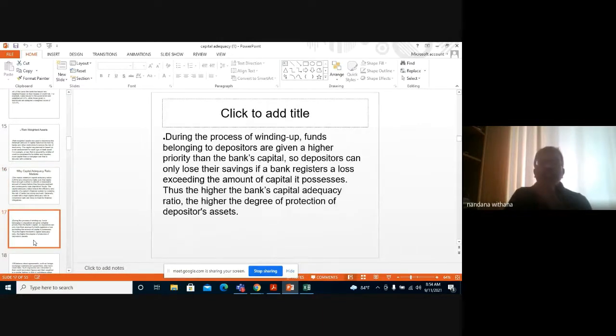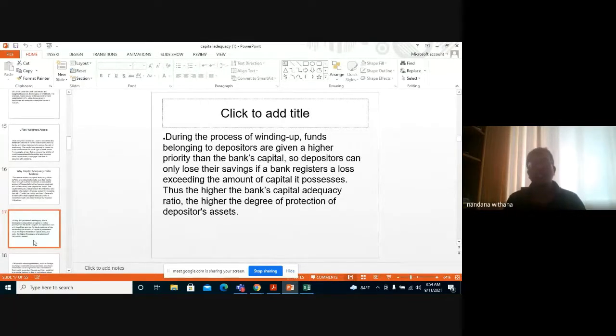During the process of winding up, funds belonging to depositors are given a higher priority than banks' capital. So depositors can only lose their savings if a bank registers a loss exceeding the amount of capital it possesses. First, capital. If there is a loss and the bank cannot run, first, the depositor is safe. First, the capital should absorb the loss. If that is not sufficient, then only it passes to the depositor.